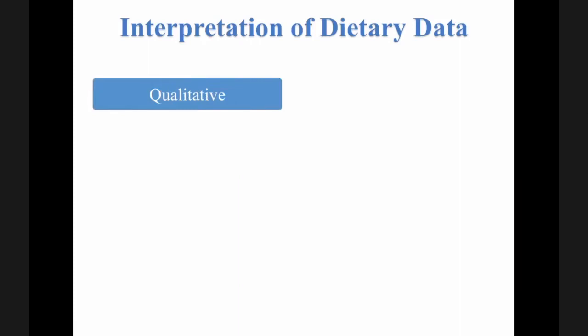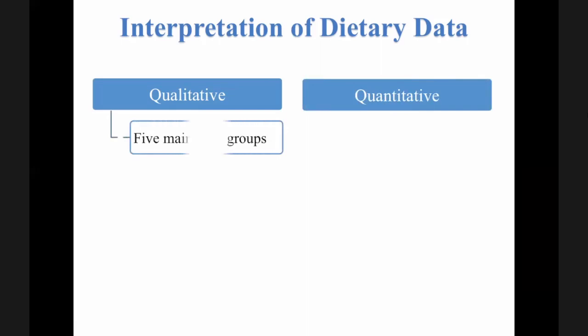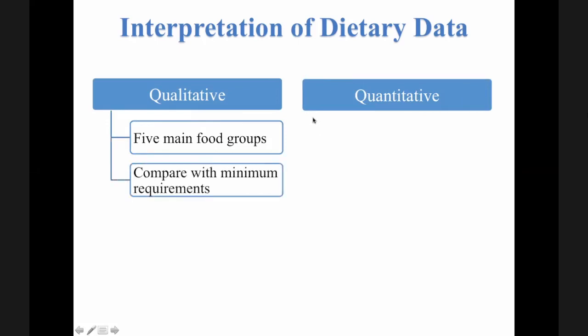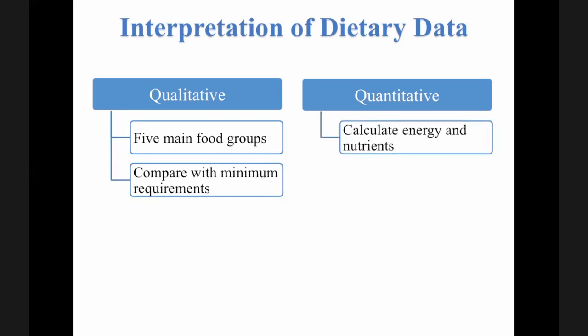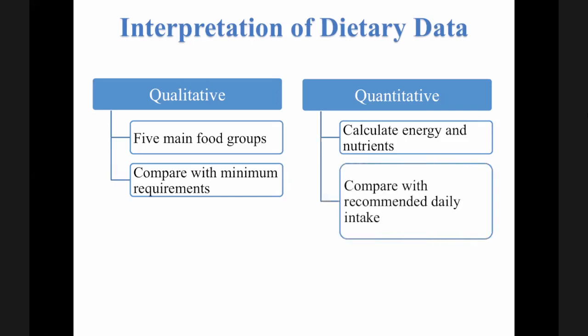How can you interpret this data? That's actually very challenging. One thing you can do is a qualitative interpretation. The other is a quantitative interpretation. Qualitative means you divide into the 5 main food groups and compare with the minimum requirement, whether they are eating an adequate amount of food groups. And the other one is quantitative: calculate the calories and energy and compare with the recommended daily intake.